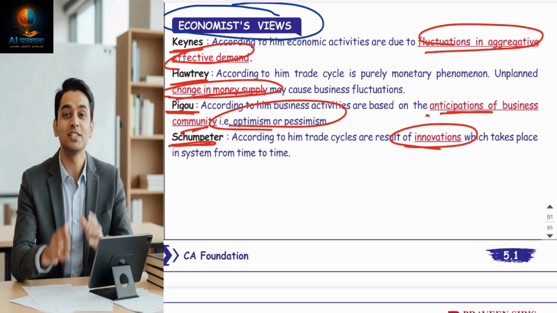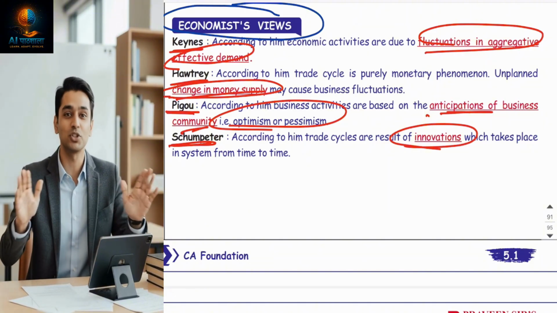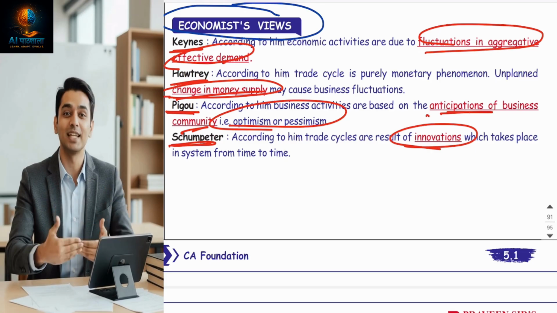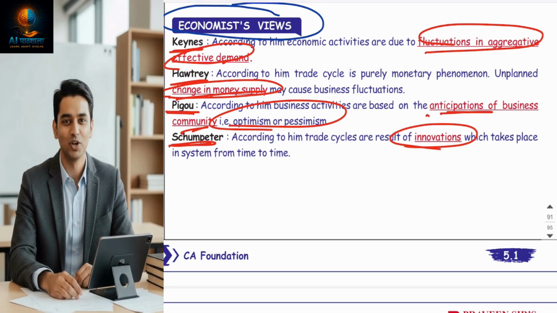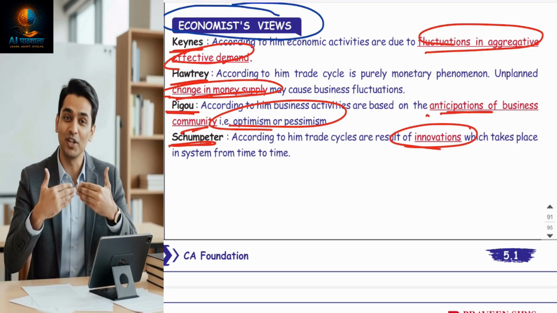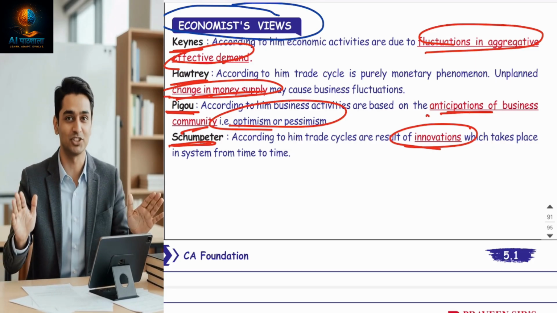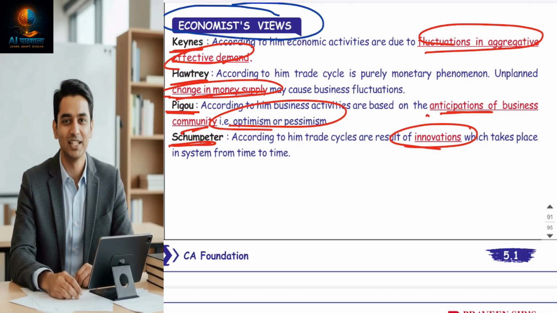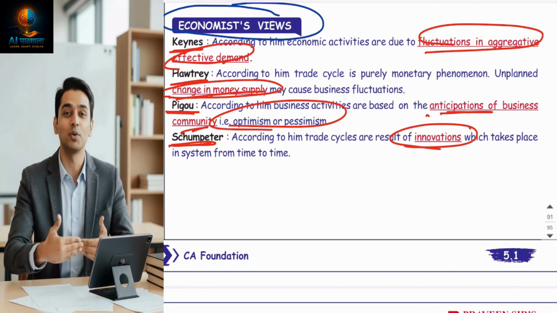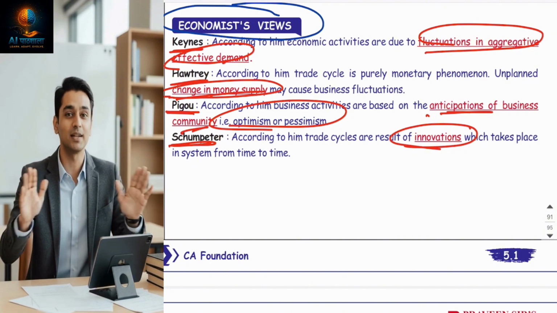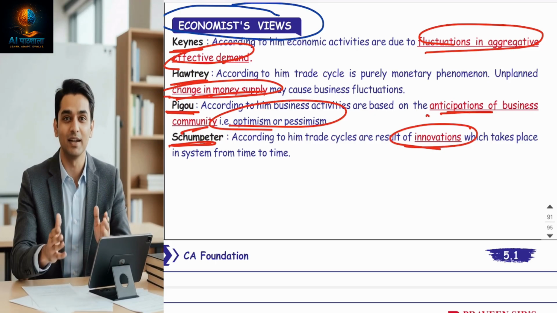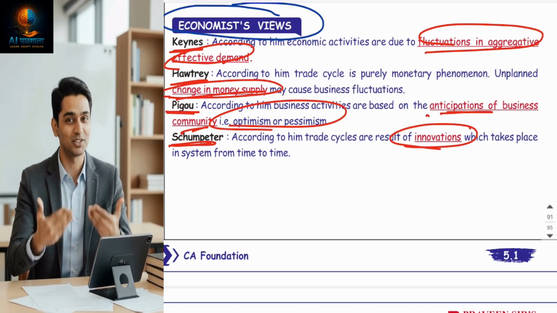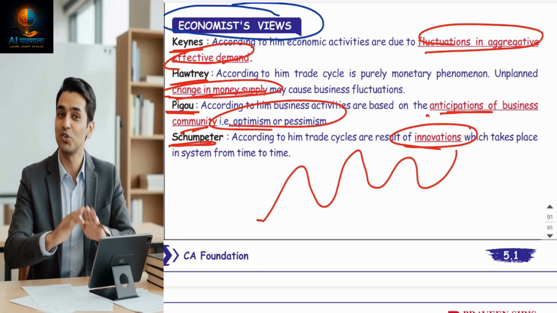Now, all four economists give four different views, right? Keynes says the reason behind fluctuation is changes in demand. According to Hawtrey, changes in money supply. According to Pigou, expectations of the businessman, whether businessmen are optimistic or pessimistic. And according to Schumpeter, it's innovations. My goodness, different reasons. But you know what? All are correct from their point of view. So the conclusion is, whether it's demand, money, psychology of the businessman, or innovation, all can trigger ups and downs in the economy, right?